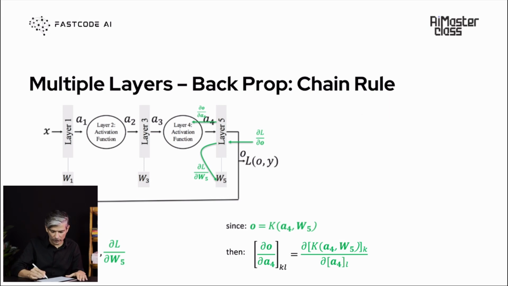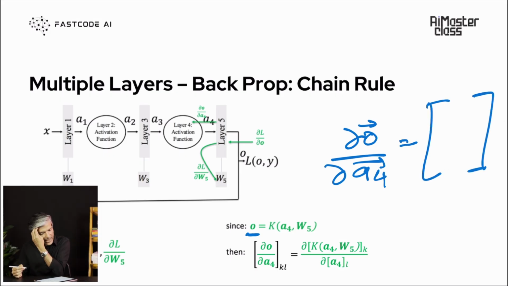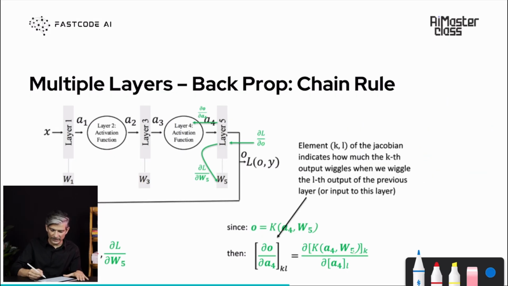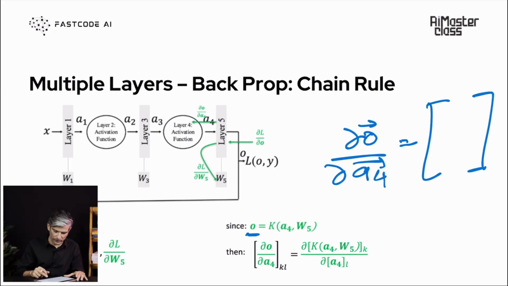Why? Because the output and input are both vectors. So what we want to do is we want to compute the partial derivative of the output with respect to input, and input here is A4, and this will actually give us a Jacobian, right. And so what will that Jacobian signify? We know that each component of that Jacobian, so the k comma l component of that Jacobian will essentially tell us, okay, how much will the kth output wiggle when we wiggle the lth input, right. So this is what we want to do when we want to compute this quantity.